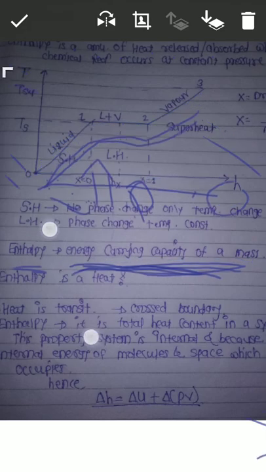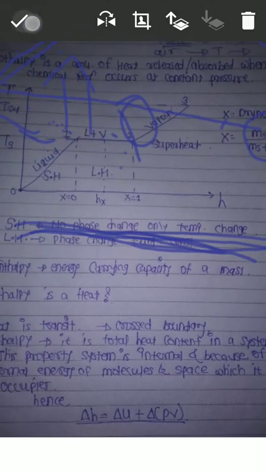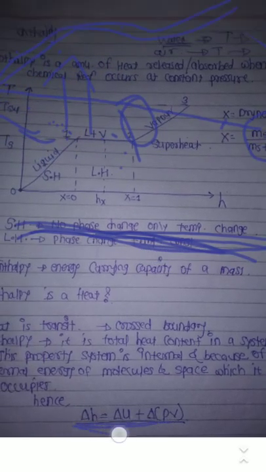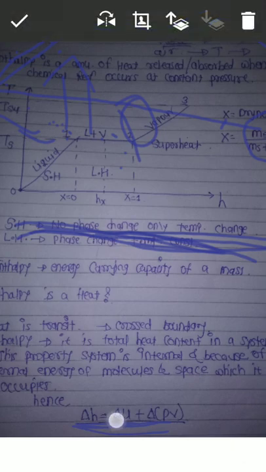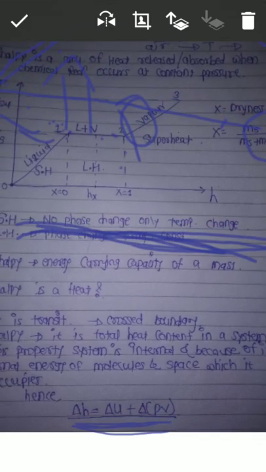Enthalpy, the total heat content in a system, is the sum of the change in internal energy and the flow work. This is the standard formula for enthalpy: the algebraic sum of the change in internal energy and the change in flow work. The internal energy requires some pushing flow work, and that is enthalpy. I hope you understand the concept of enthalpy.